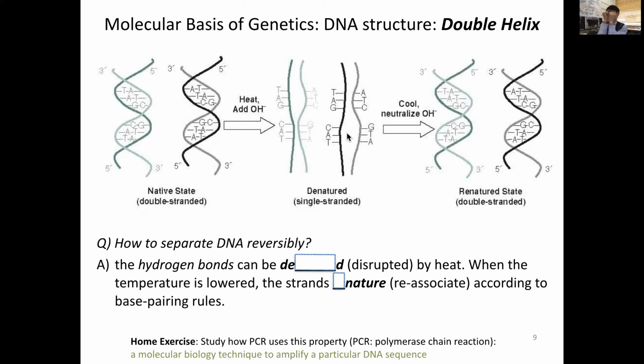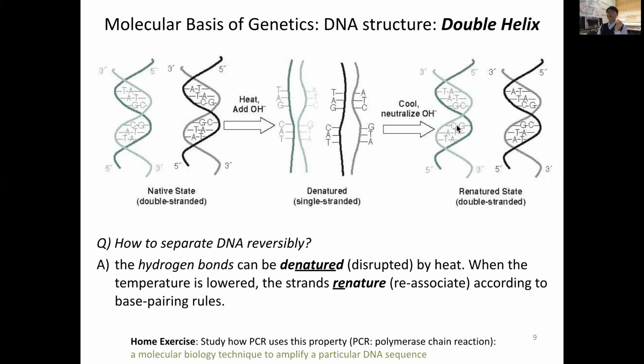And if you cool down, they actually come back to rigid. That we call the renatured state. And this is very important to manipulate our DNA. So how to separate DNA in a reversible manner is by detaching the hydrogen bonds, which can be denatured by heat. When the temperature is lower, the strands will renature or reassociate according to their ATCG base pairing rules.